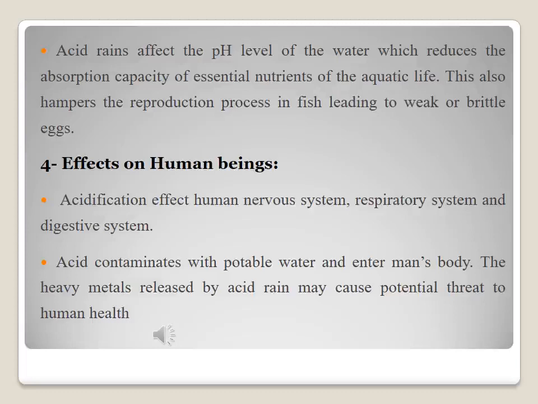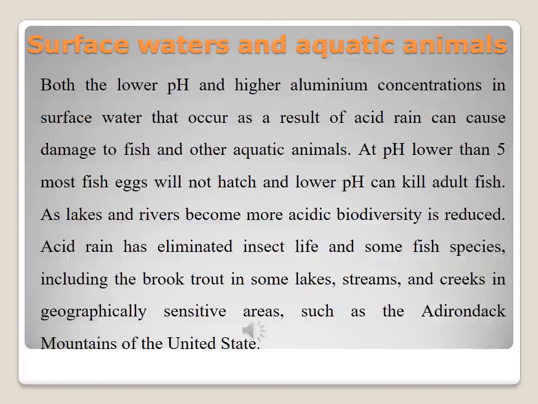Now, the effects on human beings. Acidification affects the human nervous system, respiratory system, and digestive system. Acid contaminates potable water and enters man's body. The heavy metals released by the acid rain may cause a potential threat to human health.